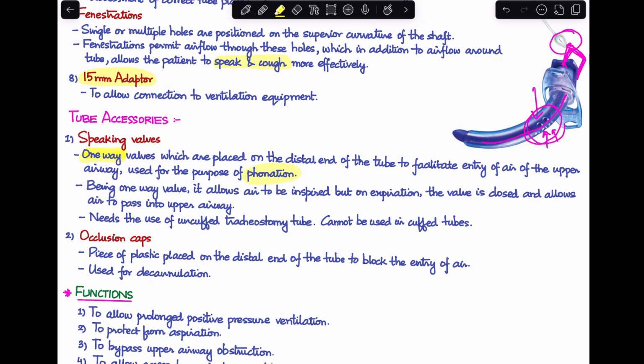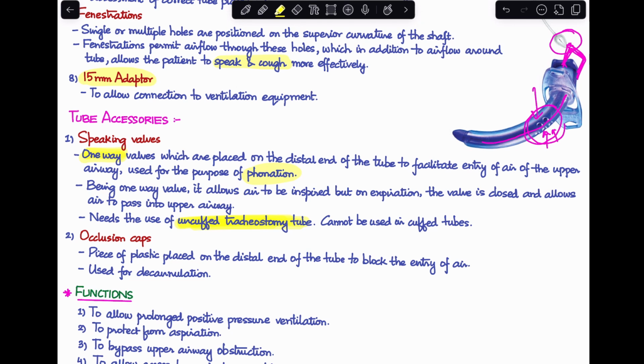And because this is a one way valve, it allows the air to be inspired. But when you're on expiration, the valve gets closed because it is a one-way valve, and thus it will allow the air to pass into the upper airway and help in phonation. But it is important to remember that we can only attach a speaking valve to an uncuffed tracheostomy tube. It cannot be used in cuffed tubes.